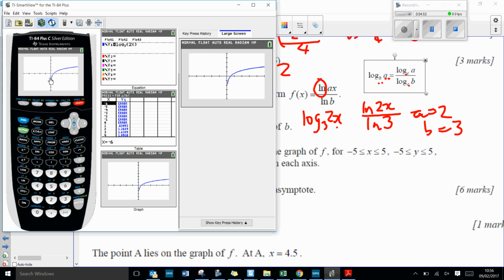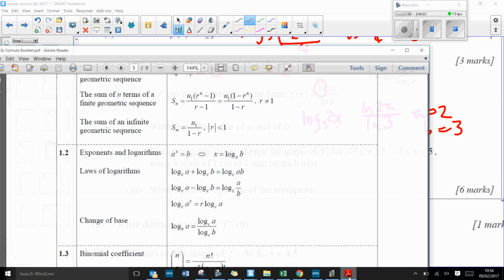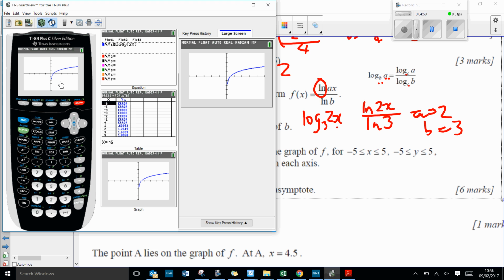Write down the equation of the asymptote. So the asymptote, you can see, is the y-axis. So you can either write y-axis or the line x equals 0.